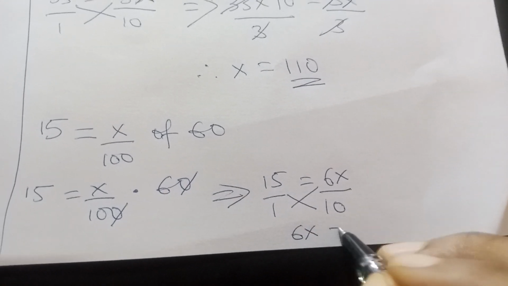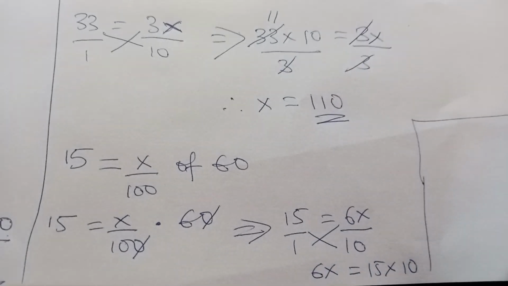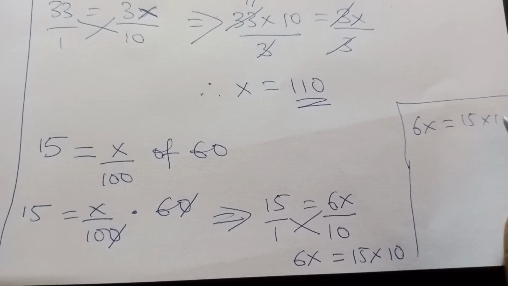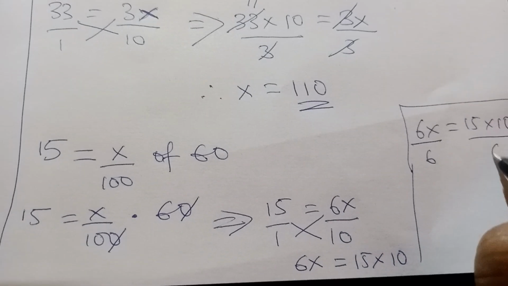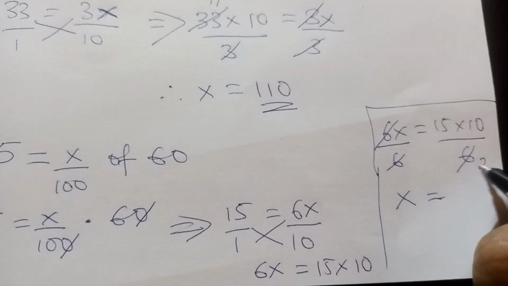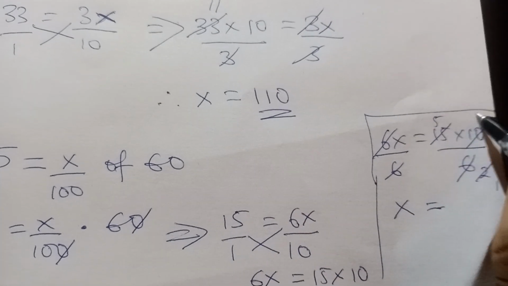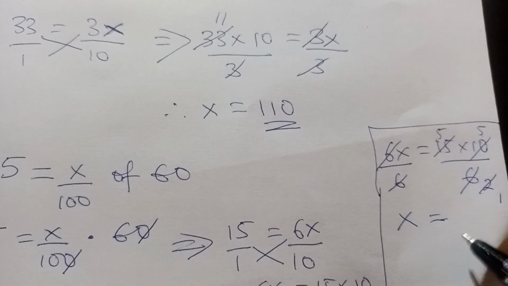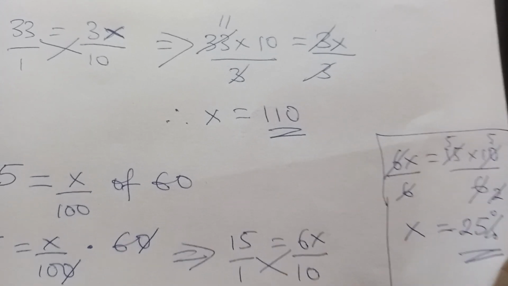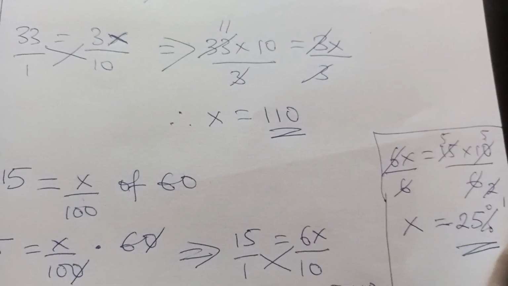You have 6x equals 15 times 10. You divide through by 6, and you have 3 here is 2, 3 here is 5, 2 here is 1, 2 here is 5. So we're left with 25%, because we were asked what percent. So your answer has to end in a percentage.